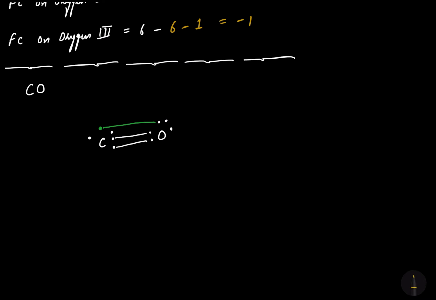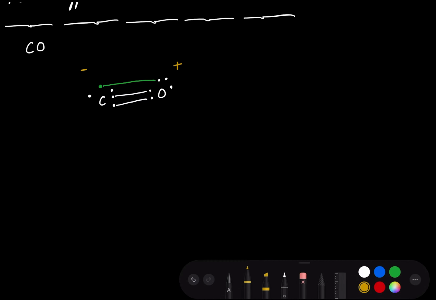Now, as oxygen has donated its 1 electron to carbon, oxygen will carry a +1 charge, and carbon has gained 1 electron from oxygen, so carbon will acquire a -1 charge. Now let's calculate the formal charge for carbon and the oxygen.